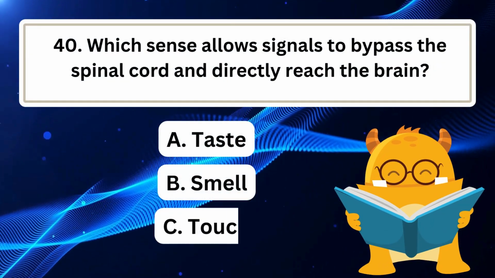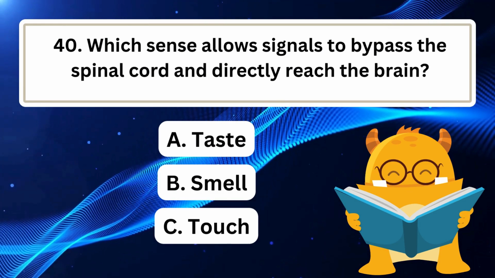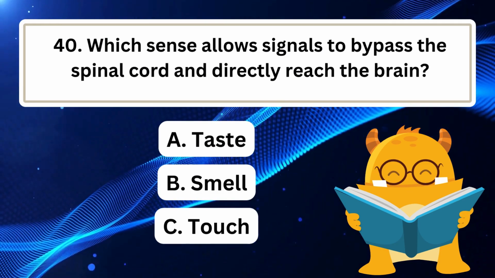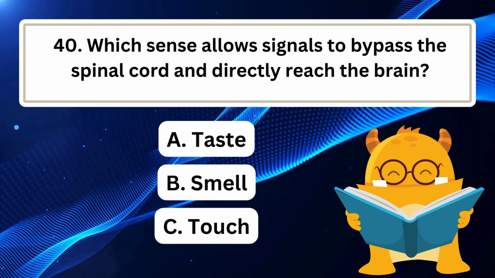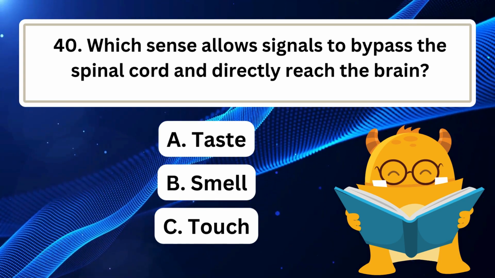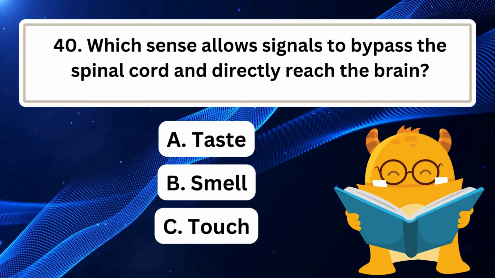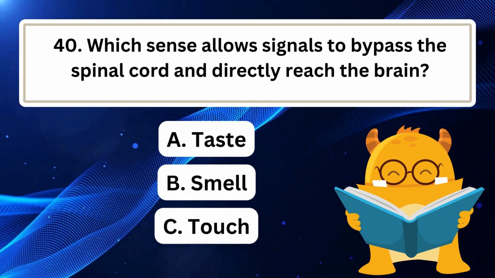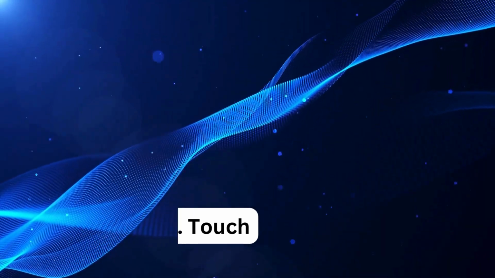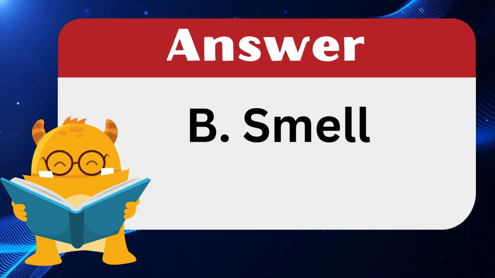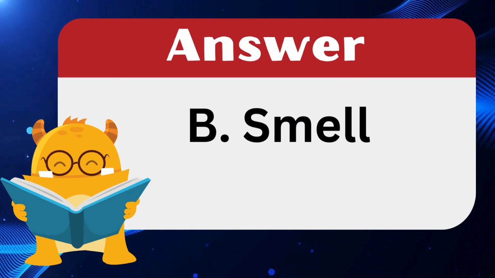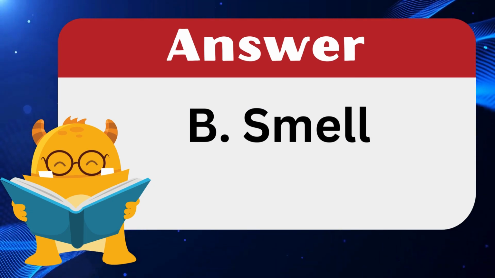40. Which sense allows signals to bypass the spinal cord and directly reach the brain? A. Taste. B. Smell. C. Touch. B. Smell. Smell is the sense where olfactory signals bypass the spinal cord and directly reach the brain.